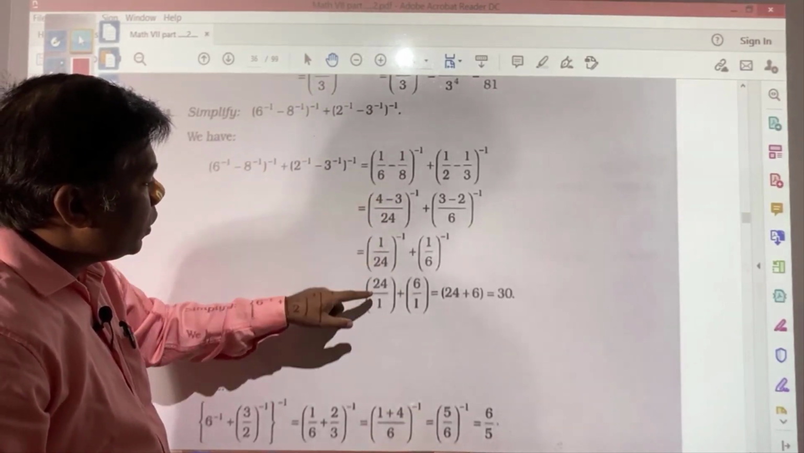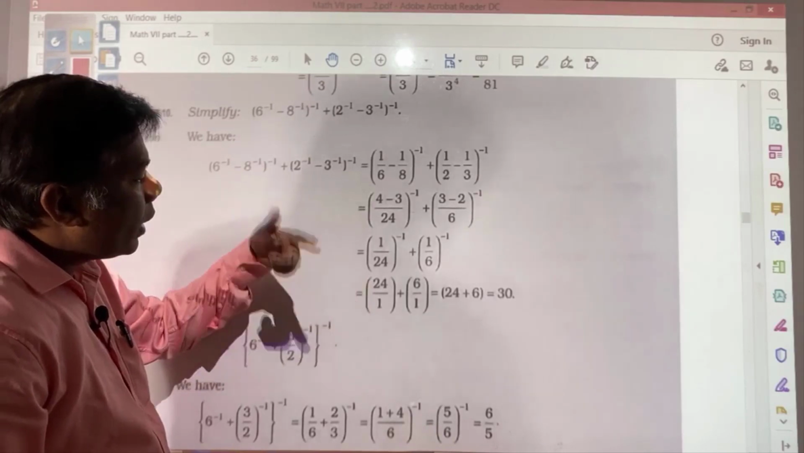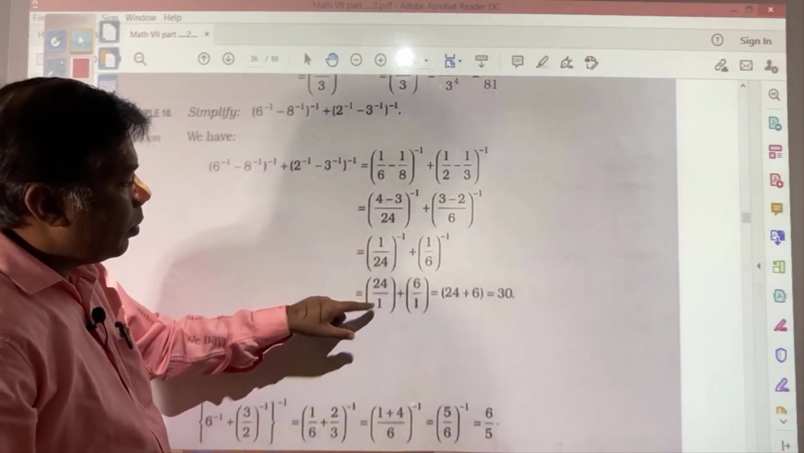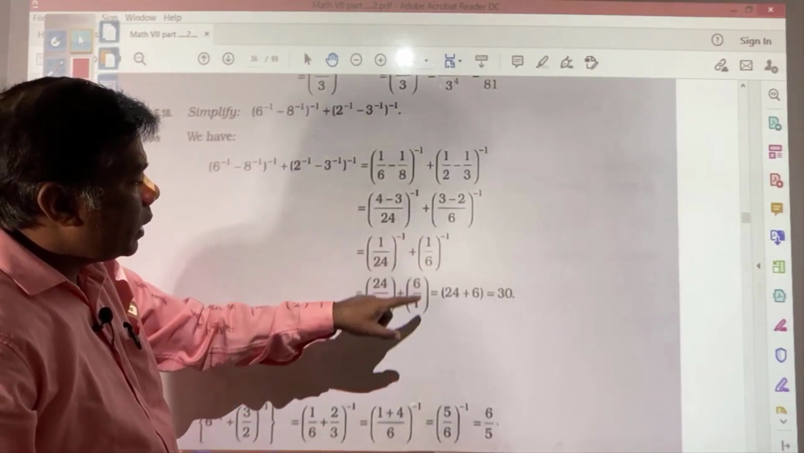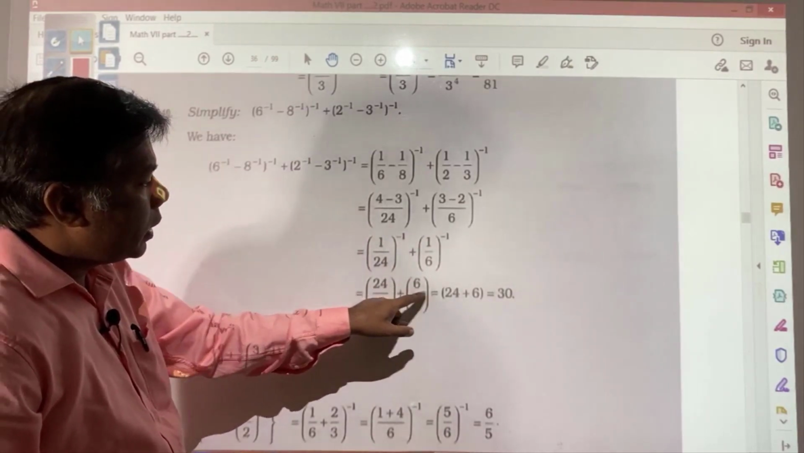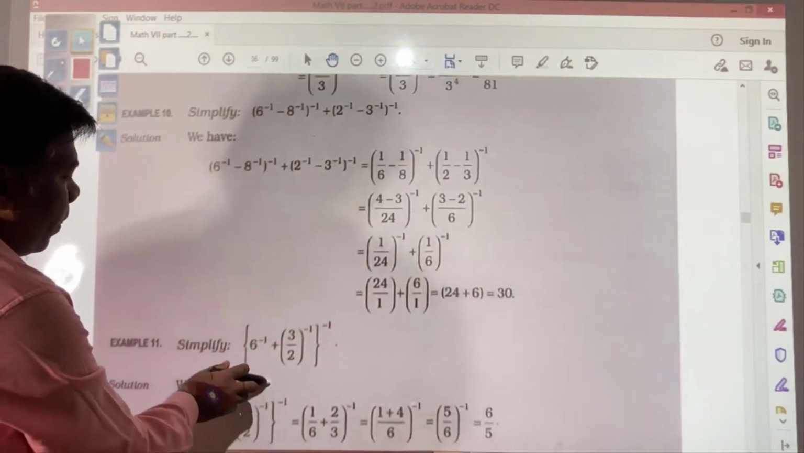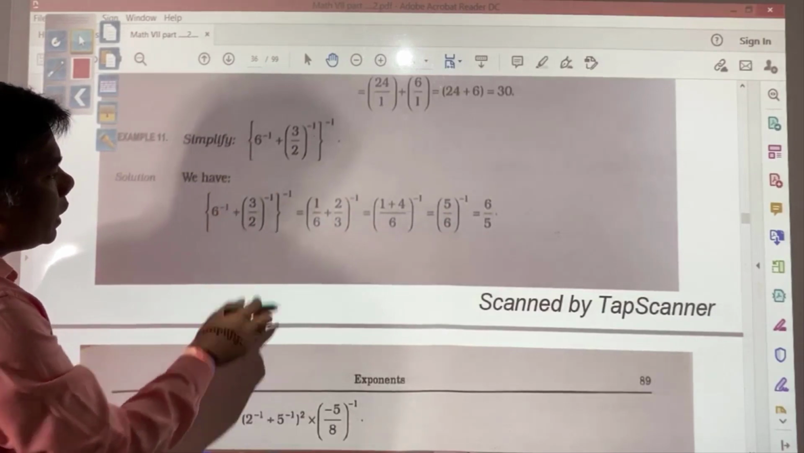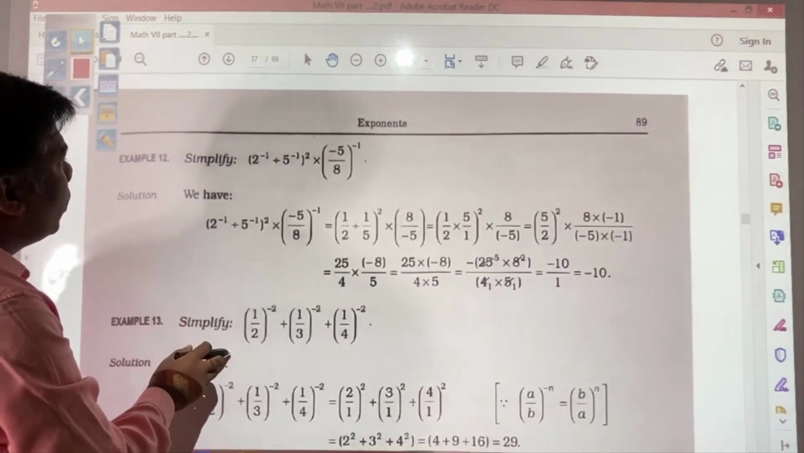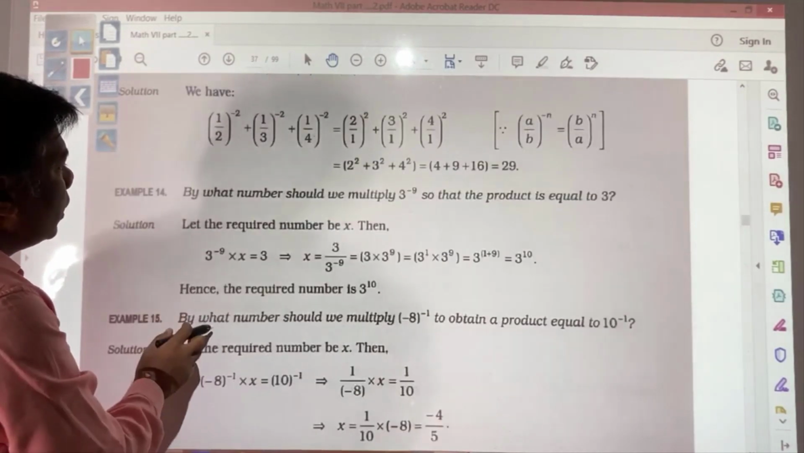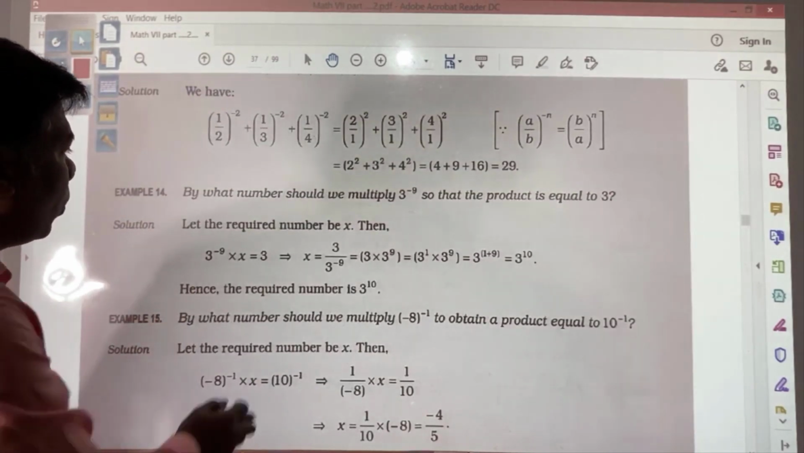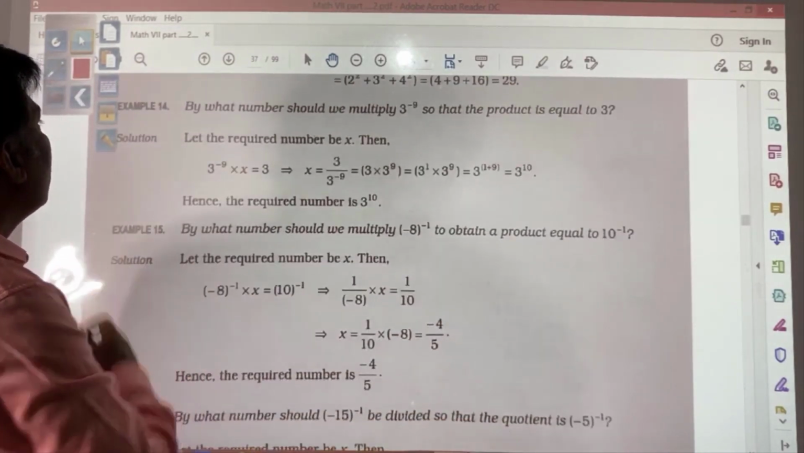So the inverse of this, or reciprocal of this, will be 24 by 1. In the same way, 1 by 6 became 6 by 1, and 24 and 6 became 30. So simple simplification is there. If you have understood, I hope you will be able to do these questions. Just go through them, I hope you will be able to do them.